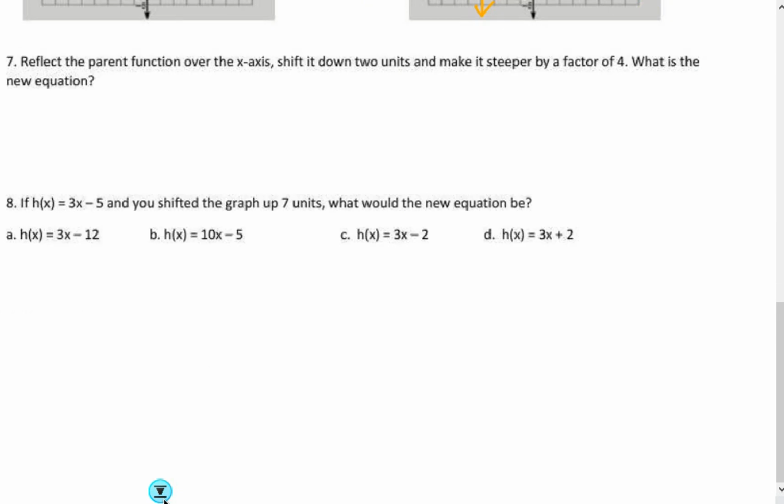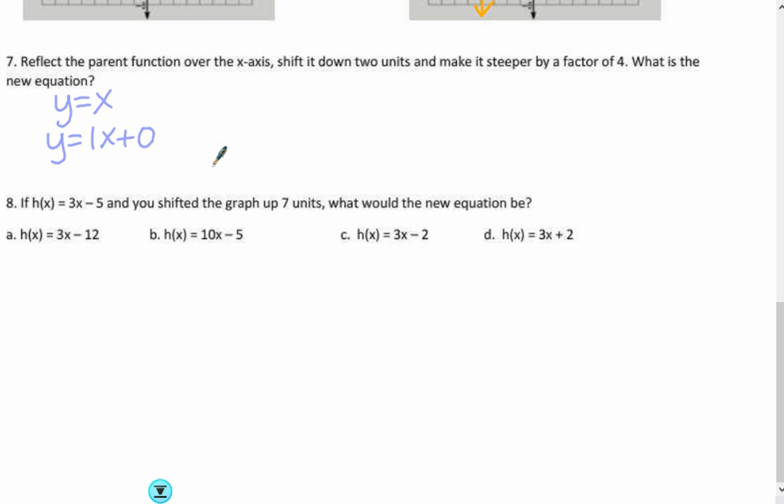All right, reflect the parent function over the x-axis, shift it down 2 units, and make it steeper by a factor of 4. And what is your new equation? Well, first you need to remember what is the parent function, and that's y equals x, or y equals 1x plus 0 to break it down a little further. Has a slope of 1 and a y-intercept of 0.